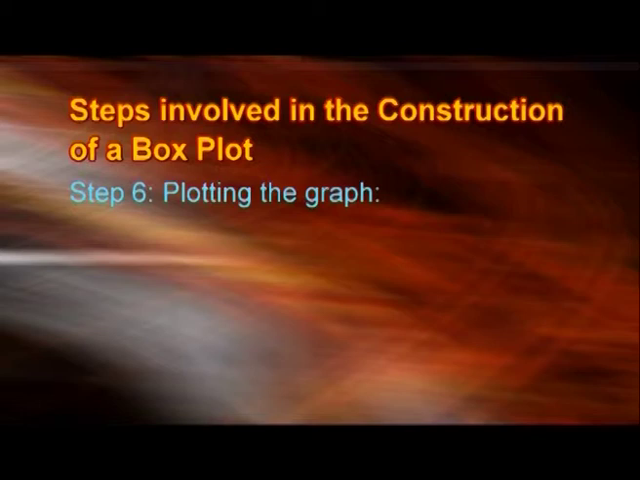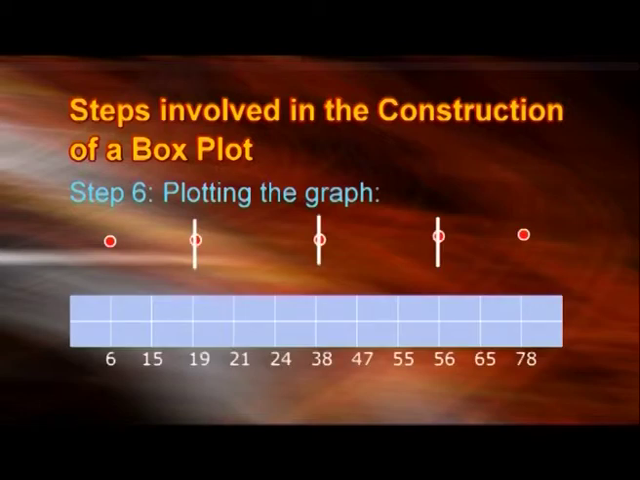Step 6. Plotting the graph. In this step, first we plot the 5 values above a number line. Here, we have plotted the 5 values, that is 6, 19, 38, 56 and 78. Then we draw vertical lines through the lower quartile, median, and the upper quartile. The lower quartile is 19, median 38, and upper quartile is 56.